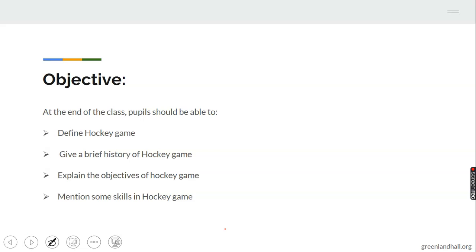By the end of this class, you should be able to define for me what hockey is, give me a brief history of hockey game, explain the objective of hockey game, and mention some skills in hockey game. This class is going to be a 2 weeks class. We'll be talking about the rules, facilities, and equipments in hockey game in our next week classes. But today, we'll be talking about the definition, the brief history, the objective, and skills. So I want you to pay close attention to the class, and it's going to be very interesting.